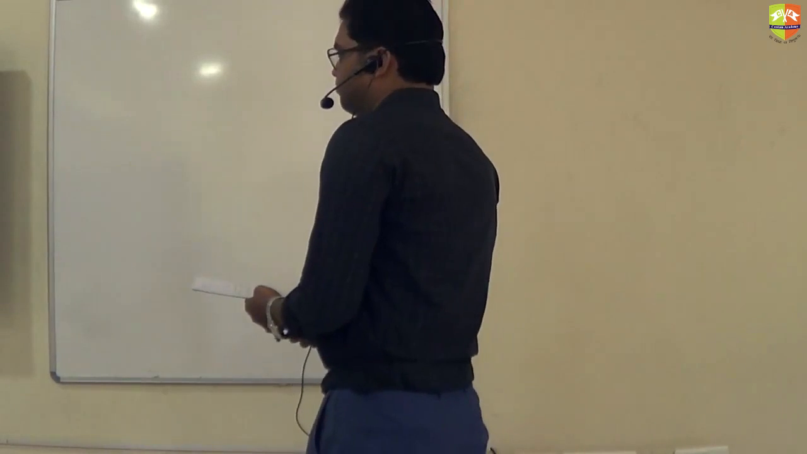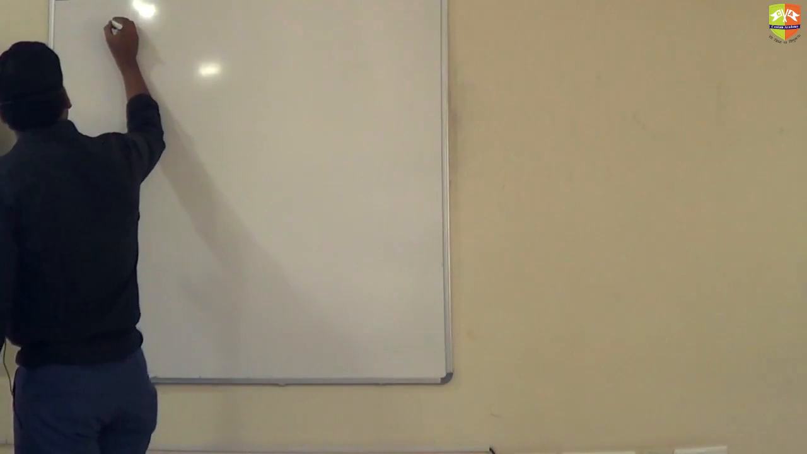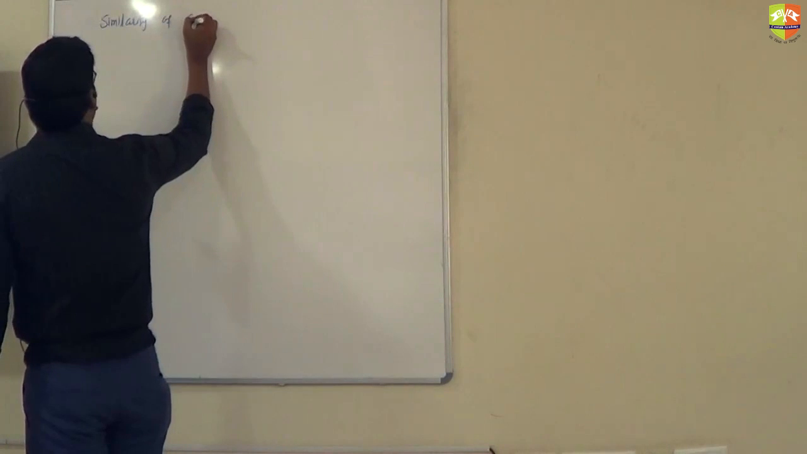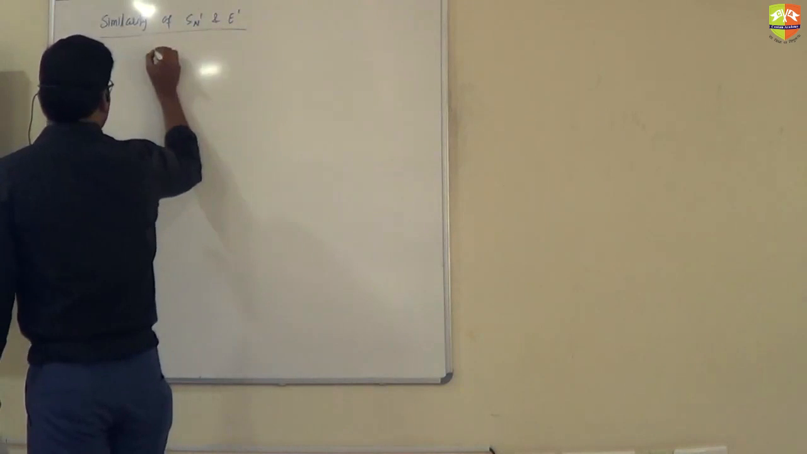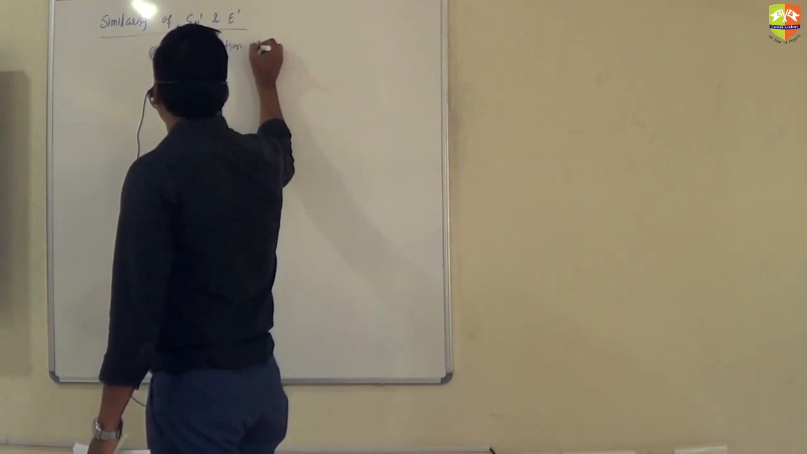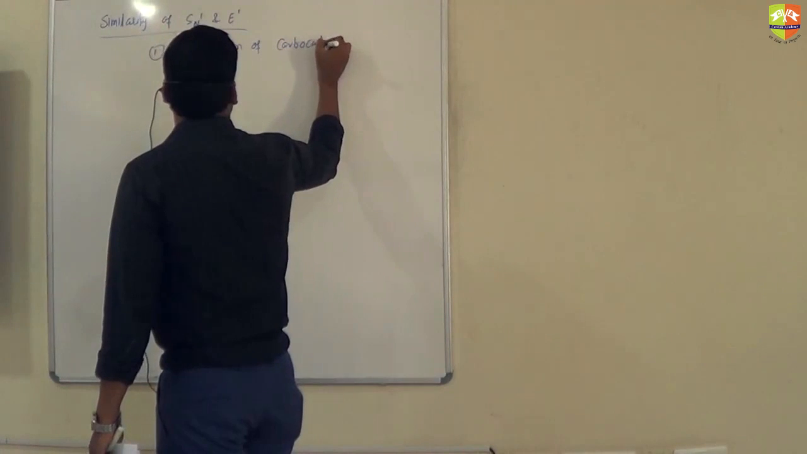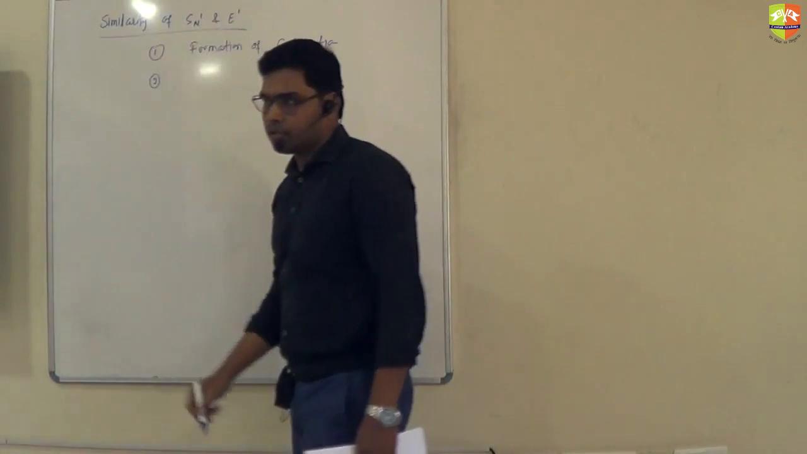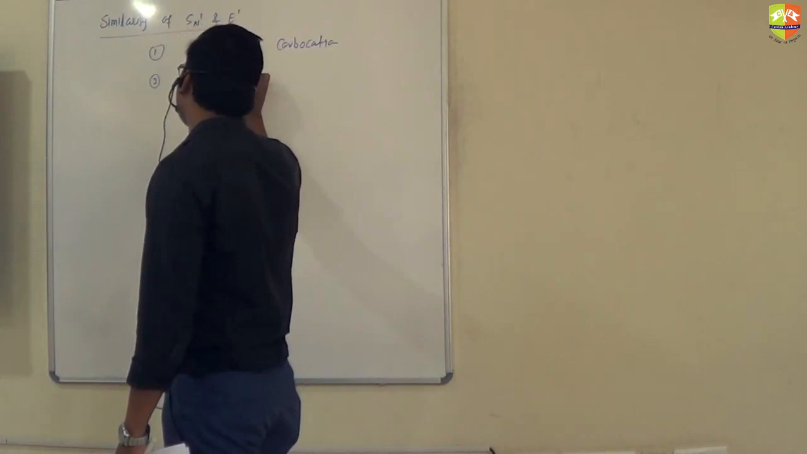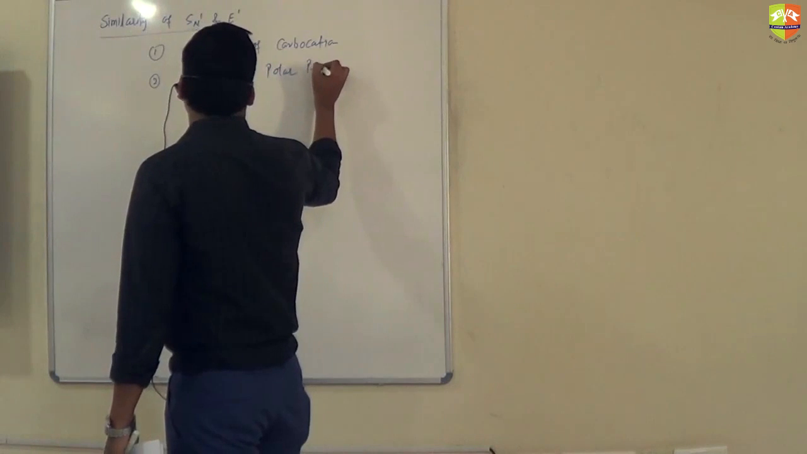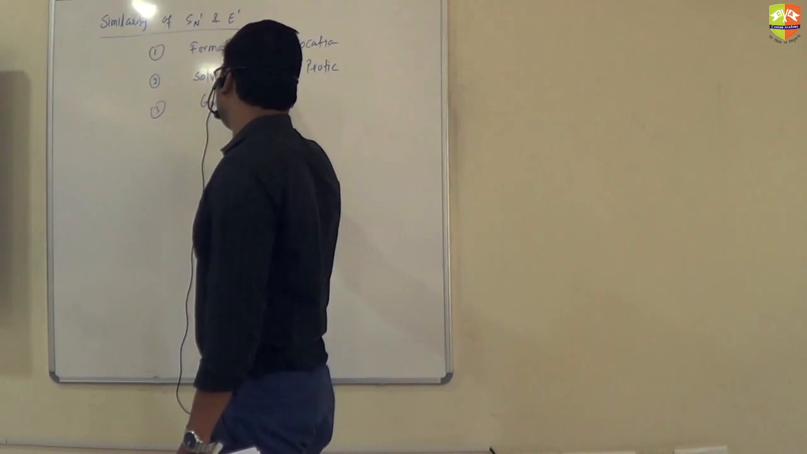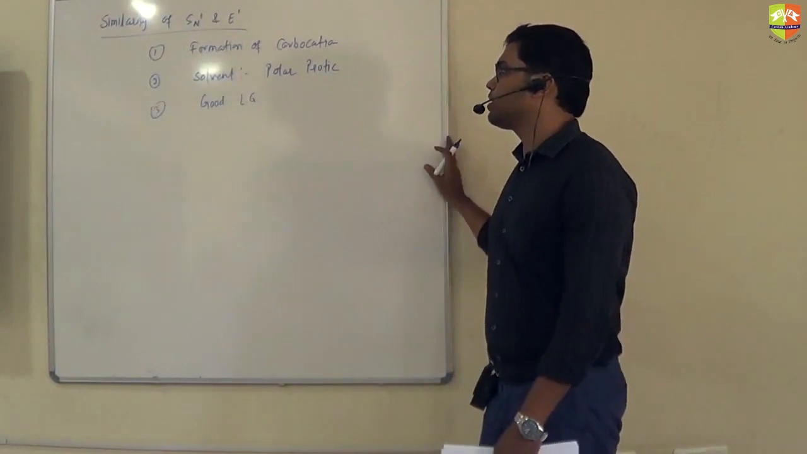See, the similarity in SN1 and E1 reaction is what? The first step is the same, the formation of carbocation. See, this comparison is very important. Otherwise, when you get the question, you will be confused whether it is SN1 or E1. Then the solvent required is polar protic. In both, we have polar protic solvent. And both require a good leaving group. So these three things are the same for SN1 and E1 reaction.